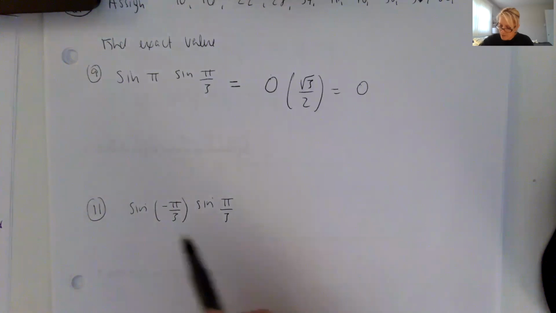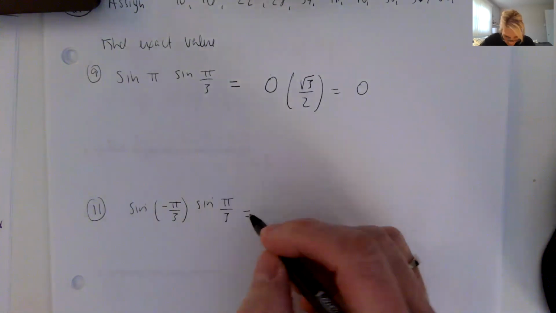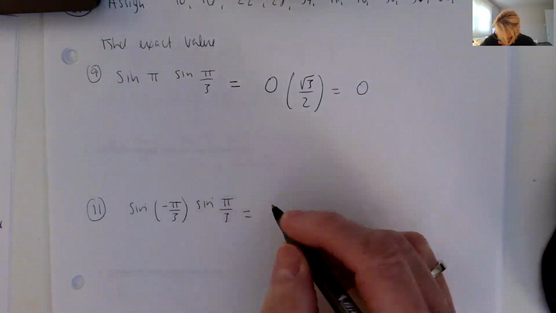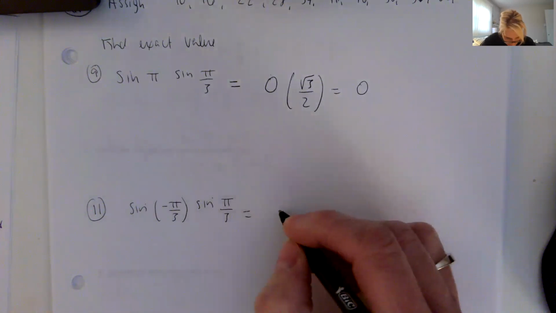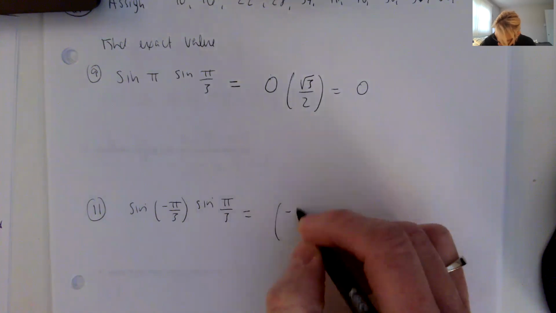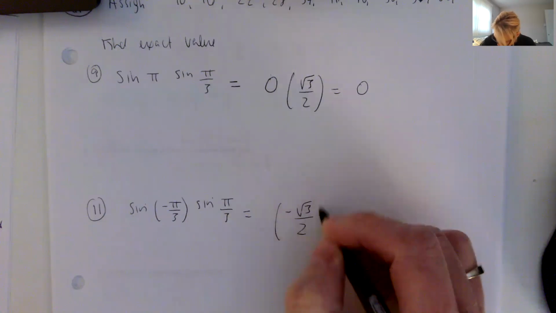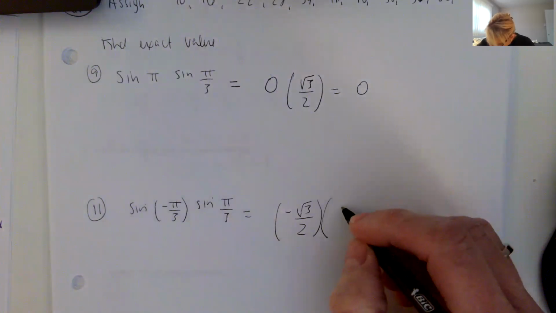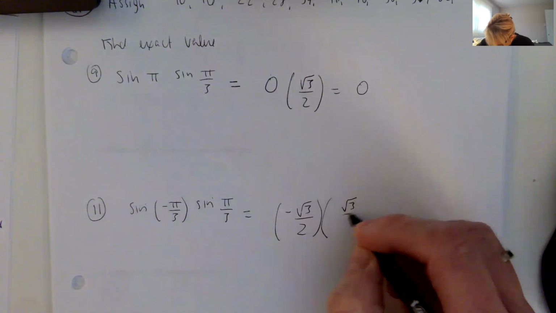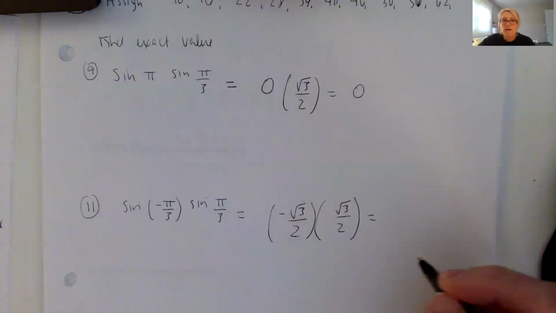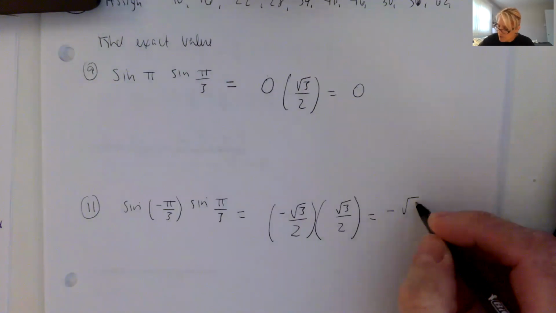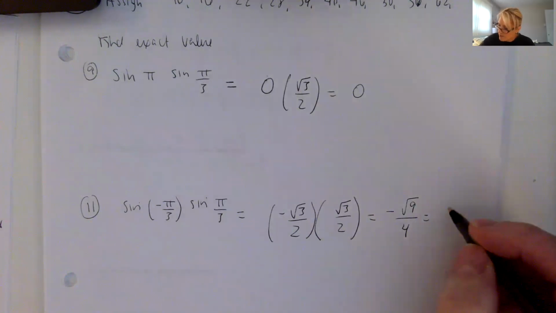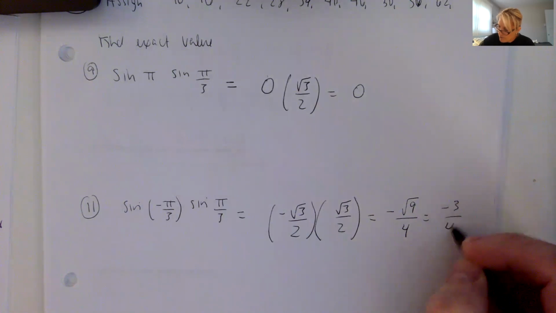Number 11 is also with sine. So sine of negative pi over 3. At negative pi over 3, sine is negative in the fourth quadrant. So this is a negative square root of 3 over 2. And then sine at pi over 3 is square root of 3 over 2. So this is going to be a negative square root of 9 over 4. And then that simplifies to a negative 3/4.